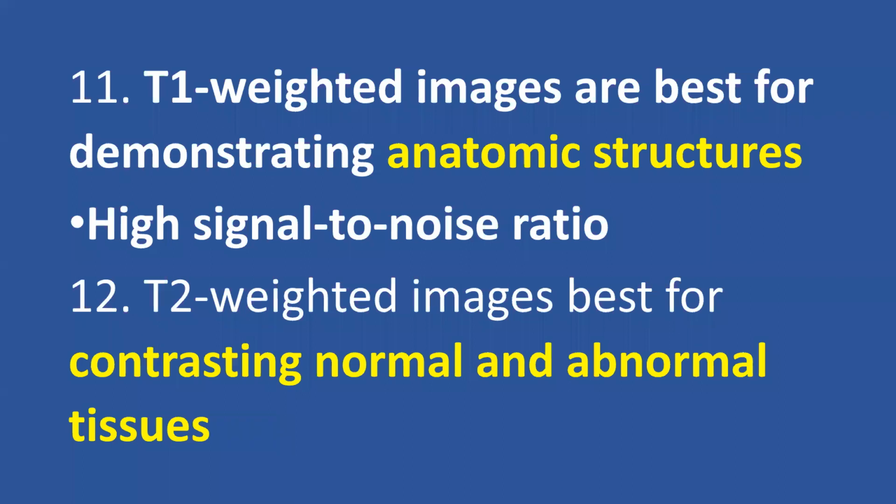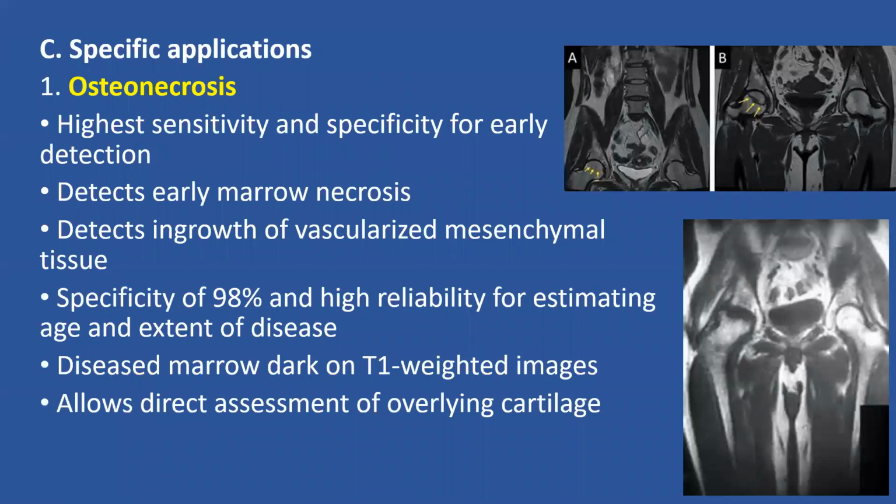T1 weighted images are best for demonstrating anatomic structures. We call it the anatomic description. You have a high signal to noise ratio. T2 weighted images are best for contrasting normal and abnormal tissues. But guys, you have to take these, they are present in many books, and sit and memorize them. This will help you in reading your MRI. It will help you tell your professor or tell your students whether it's a T1 or T2. You have to know whether there's fat suppression to make it more bright for T2. These are all important. Now let's come to osteonecrosis.